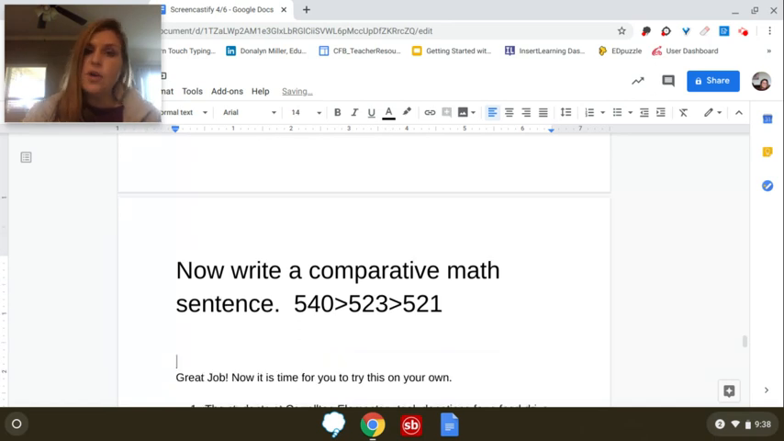I want you to try some of these on your own. So there's an assignment that I've done here for you. I want to caution you, make sure you're looking. Is this asking you for least to greatest or greatest to least? Make sure that you use your comparative language when talking and also when writing it. Greater than, less than, or equal to.